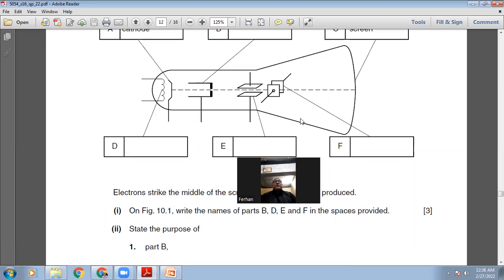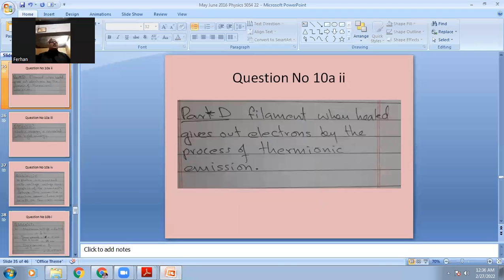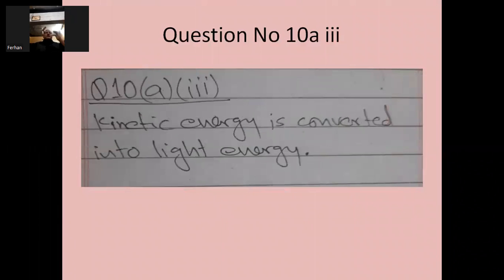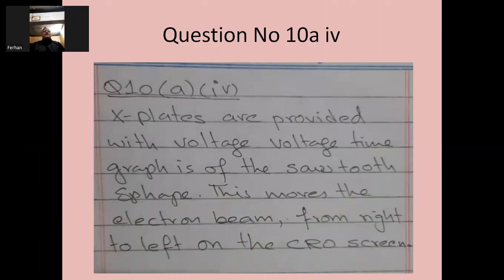The voltage which you provide to the X plates, if you draw the voltage-time graph for it, the shape of the graph will be sawtooth shape. Let me show you my written answers. Kinetic energy is converted into light energy. X plates are provided with the voltage. Voltage-time graph is of the sawtooth shape. This moves the electron beam from right to left on the CRO screen.